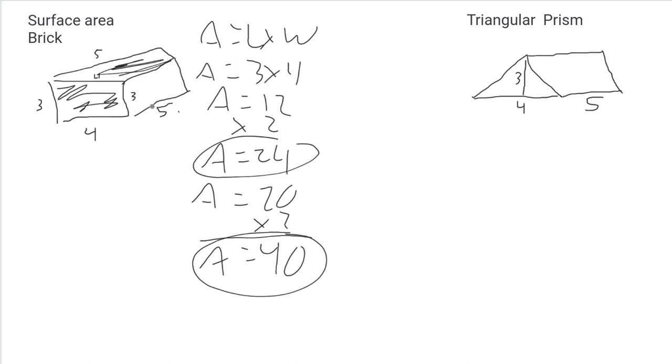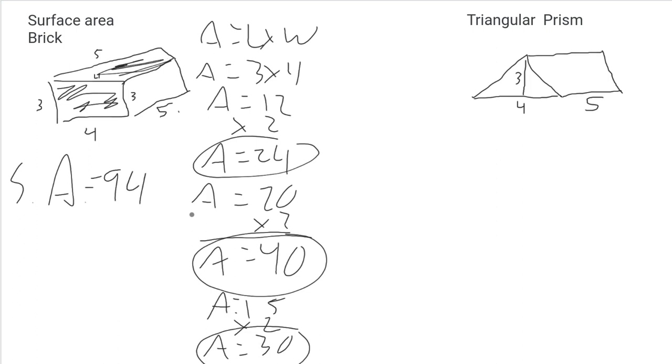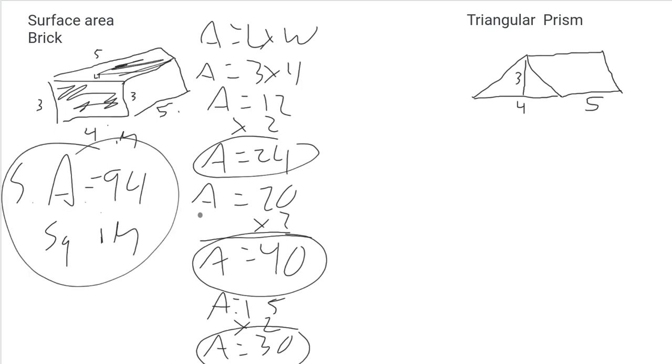So 5 times 3 is 15. And if it's on this side, on the back side, it's also 15. So times 2, which is 30. So surface area is adding up the area of all the sides. So 24 plus 40 is 64. 64 plus 30 is 94. And if they had given us something like inches, we would say squared inches. So the surface area is 94 square inches.